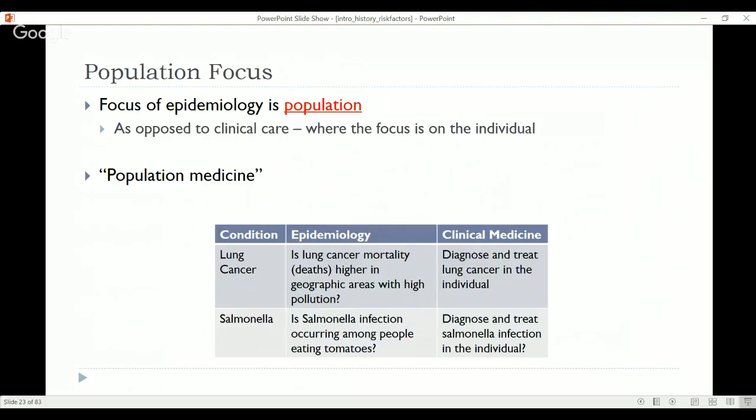If you take something like lung cancer, in epidemiology you might ask, is lung cancer mortality higher in geographic areas with high pollution? Whereas in clinical medicine, you would just diagnose and treat lung cancer in an individual. Same with something like salmonella. In epidemiology you would ask, is salmonella infection occurring among people eating a certain type of tomato? Whereas a medical doctor would just diagnose and treat salmonella infection in an individual.